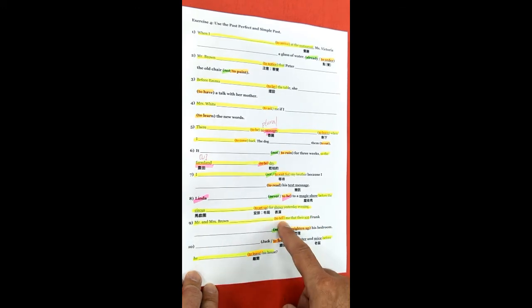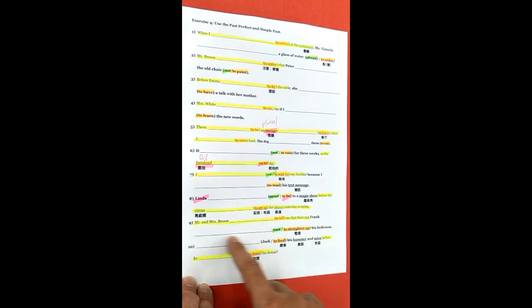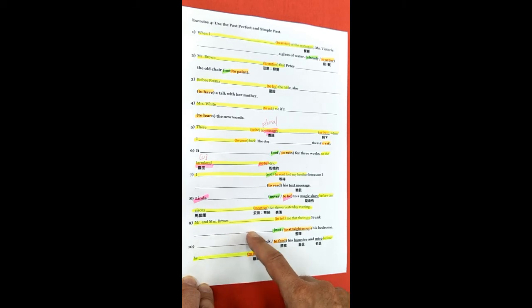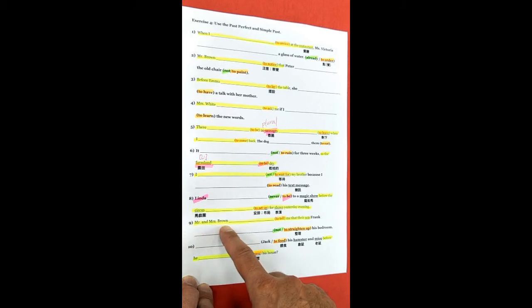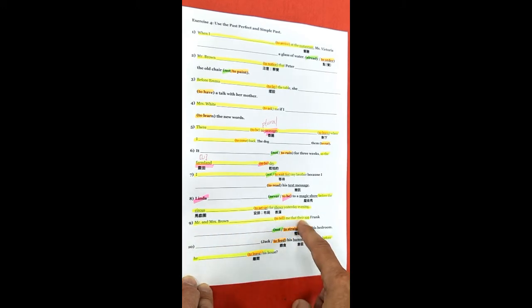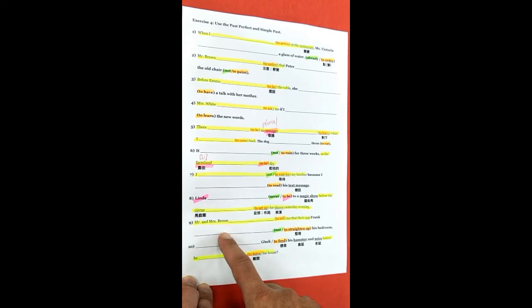Number 9, to tell. Tell, told, told. To straighten up. Straighten, straightened, straightened. Mr. and Mrs. Brown told me that their son, Frank, hadn't straightened up his bedroom.